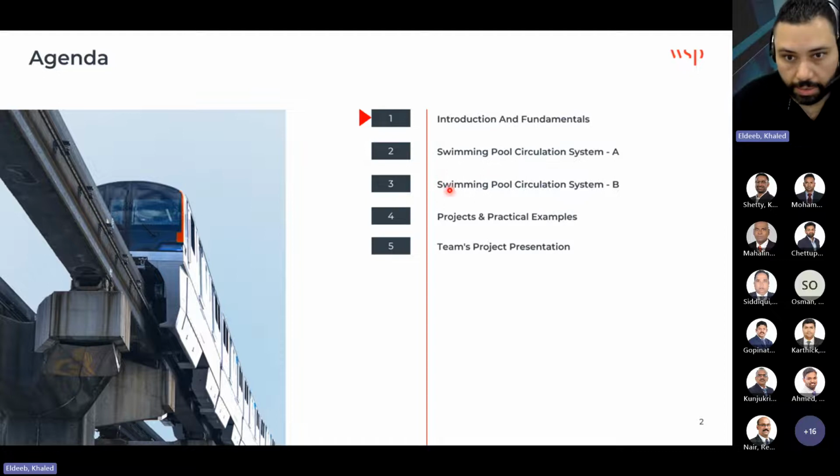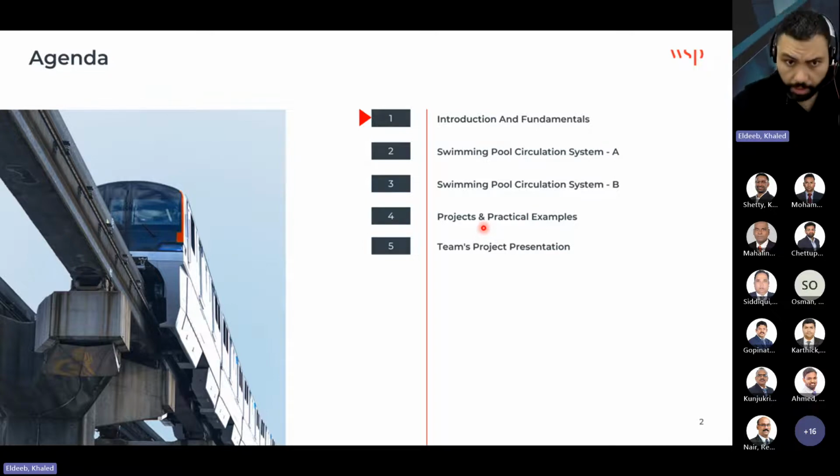The second and the third sessions will explain the swimming pool circulation systems, and we will see why each component is needed, how it works, and how to design it properly. Also, we'll solve practical problems, like how to size filters, pumps, balancing tanks, and all other items. Okay. In the fourth session, we will look at a real project example to understand how these concepts are applied in actual design and see how everything works together.